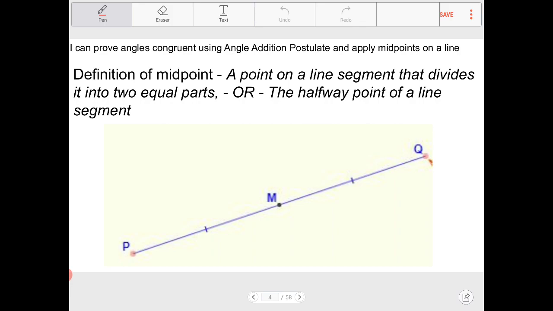This point was illustrated in the last lesson, but I didn't go through an example. What I will go through in this lesson is the definition of midpoint, which is a point on a line segment that divides it into two equal parts, or you can think of it as the halfway point of a line segment.